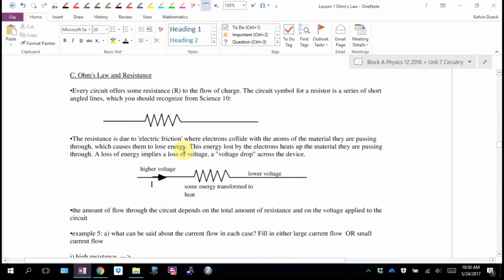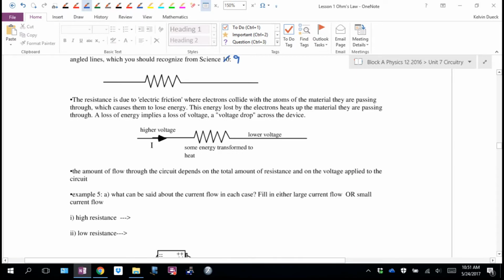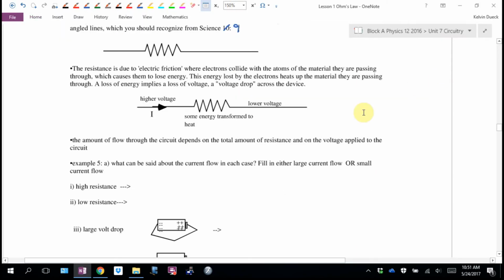Every circuit offers some resistance to a flow of charge. The circuit symbol for a resistor is a series of short angled lines, which you should recognize from Science 9. This resistance is really due to electric friction, where electrons collide with the atoms in the material they are passing through, and these collisions cause them to lose energy, typically in the form of heat. But we're pretty clever. We can do an awful lot with that.